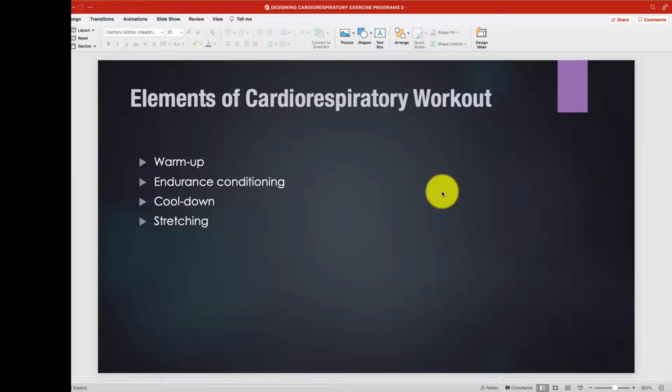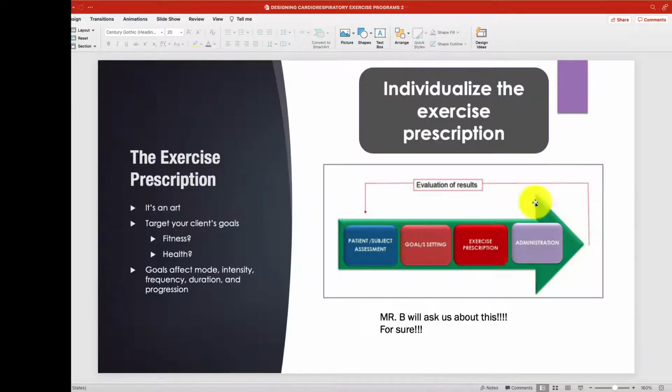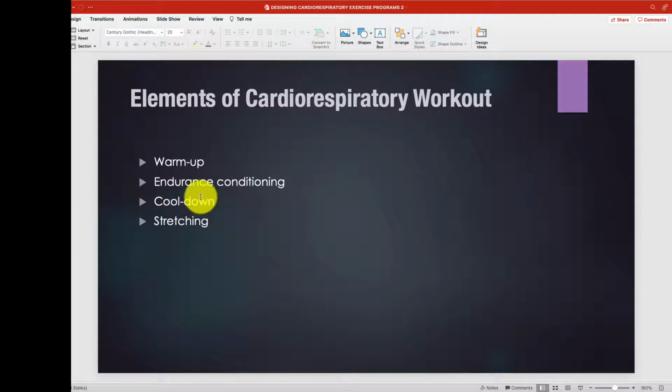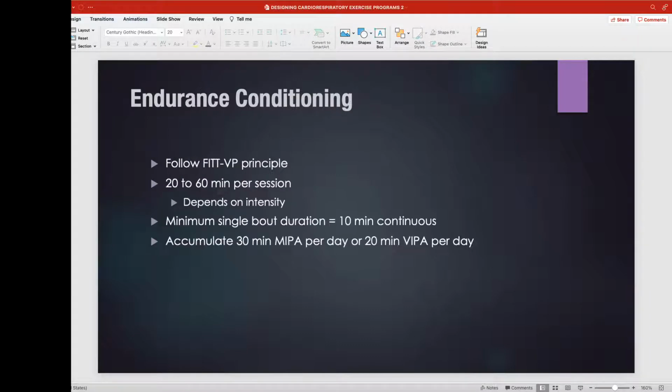Okay, so following the warm-up, we've got to consider the sequence of events that are going to happen. And here are the elements of cardiorespiratory workouts. So of course, we're going to have the warm-up. We're going to have the endurance conditioning. That's going to be the actual exercise component. We'll have the cool down, and then we're going to have the stretching. Again, this is just as equally important as the warm-up. And again, very simple stuff.